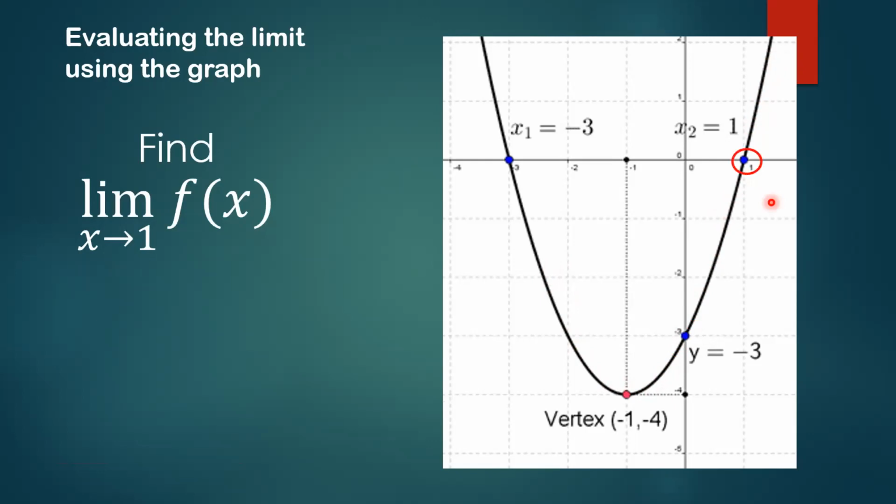So, it approaches this point. What value of y does it approach? It will be that point on the x-axis, so y is 0. Okay? So, the limit of f of x as x approaches 1 equals 0.